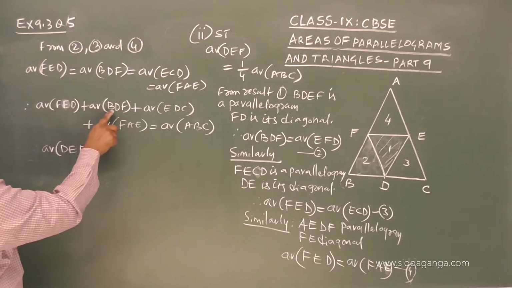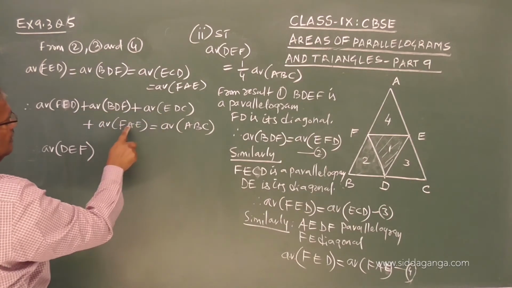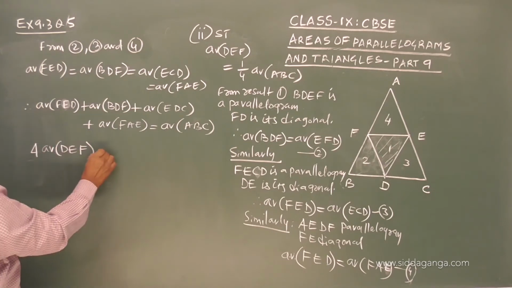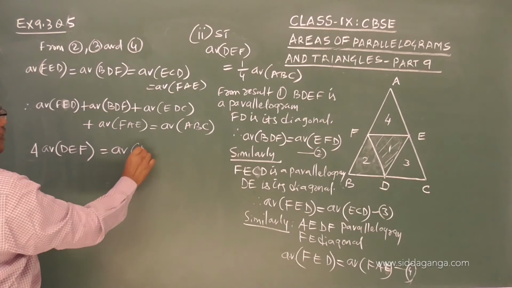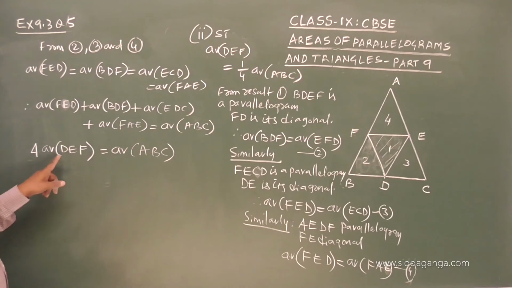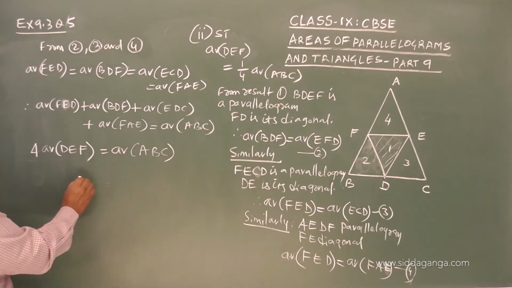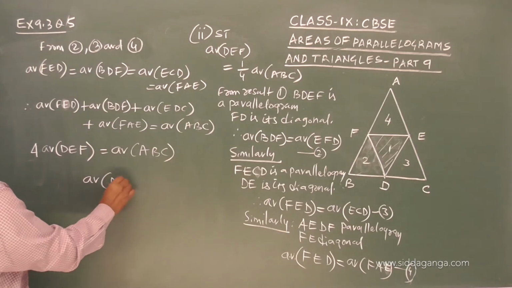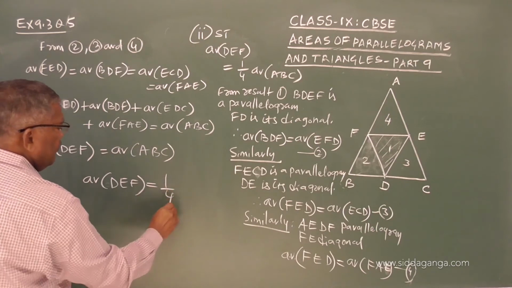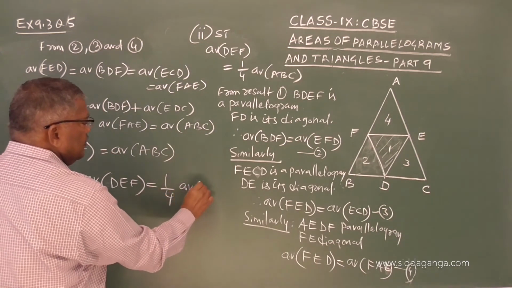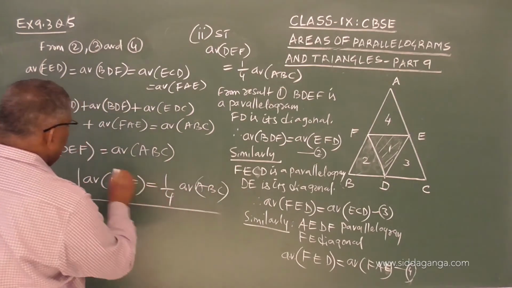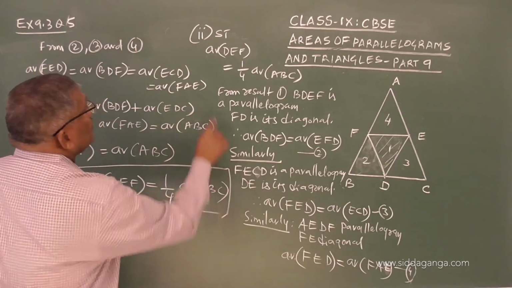So DEF once, DEF twice, DEF thrice, DEF 4 times. So therefore I will write 4 times area DEF is equal to area ABC. This is because all these are equal, therefore I will take 4 times. So therefore area DEF equals, divide by 4, you will get 1/4 of area ABC. So this is what is to be proved in the second sub question.